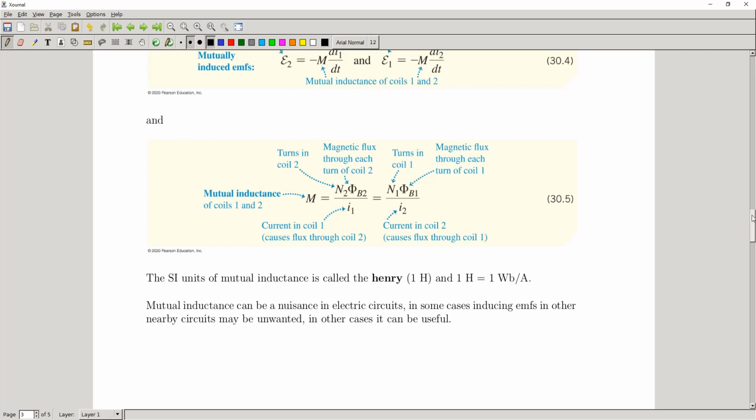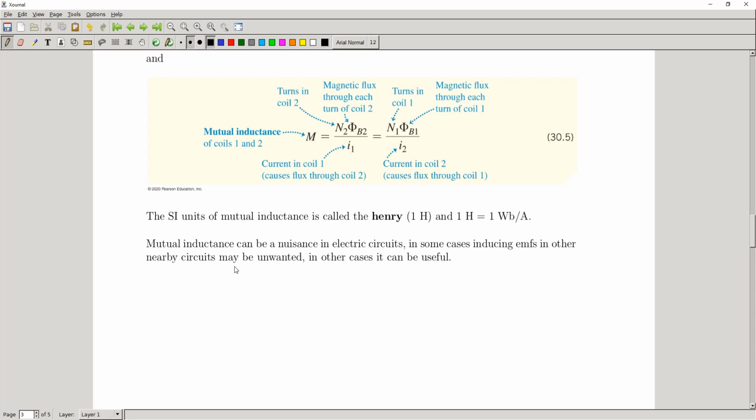So I make a note here at the bottom of the notes that mutual inductance can be a nuisance when you're working with electric circuits. In some cases, you're going to have changing current in one section of your circuit, and you don't necessarily want it to induce an EMF in another part of your circuit, some other circuit element you have nearby. So it can cause issues, right? You need to be aware of these things if you're dealing with sufficiently large changes in currents that you're going to get induced EMFs that could cause problems for your circuit. So in some cases it can be a bit of a hassle.